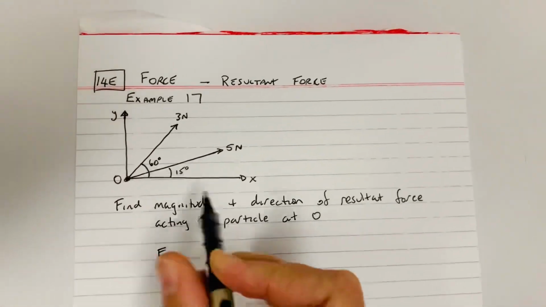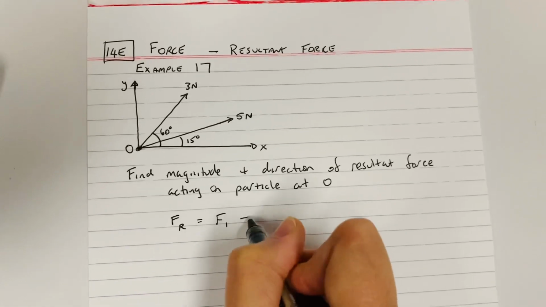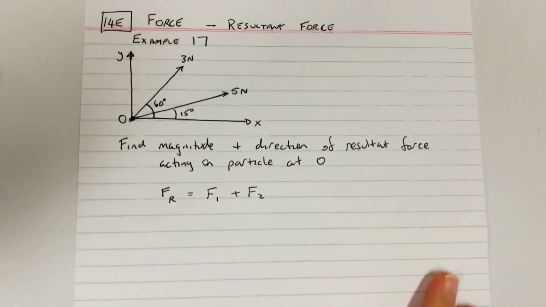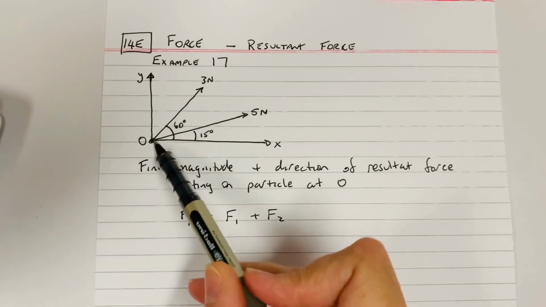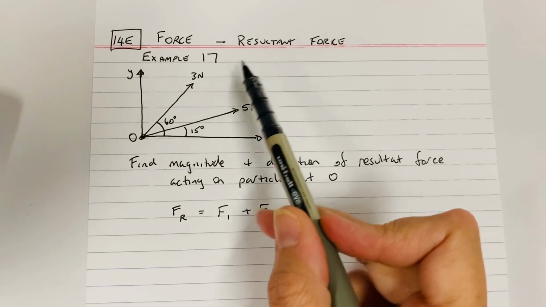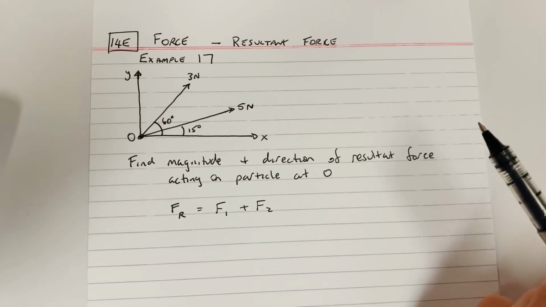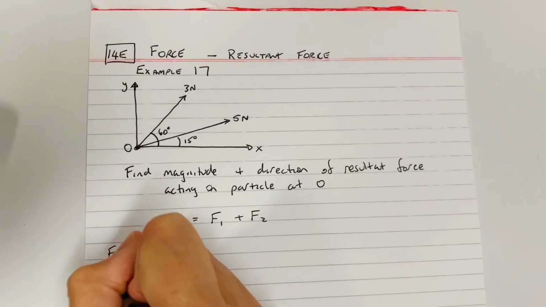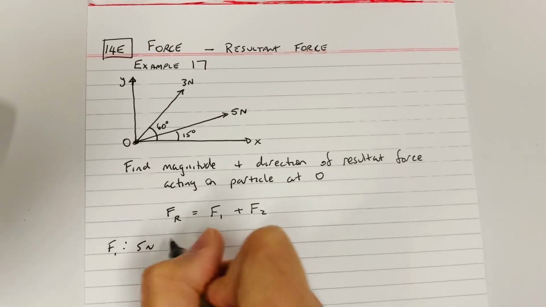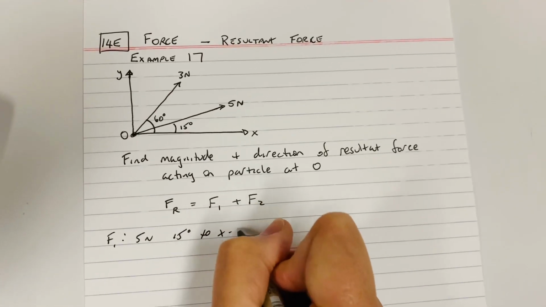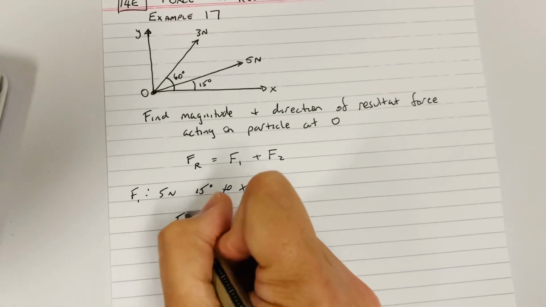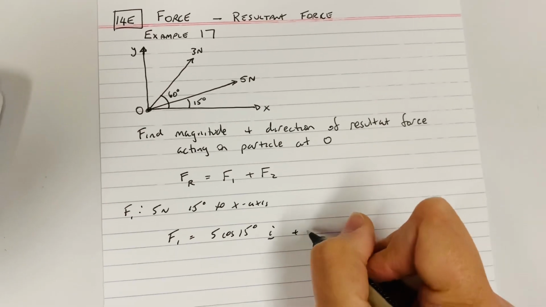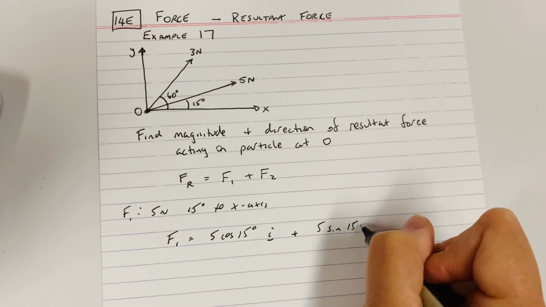Now, the simple way of looking at this is force resultant is going to be force 1 plus force 2. You could do this with trig and do the 2 arrows end to end, but we're going to work it out just by doing force resultant is force 1 plus force 2. Now, if I define force 1 as 5 newtons at 15 degrees to the x-axis, that means my force 1 is going to be 5 cos 15 i plus 5 sine 15 j.